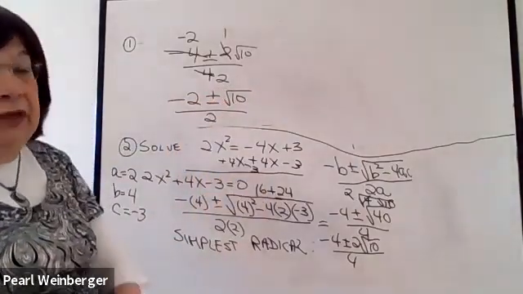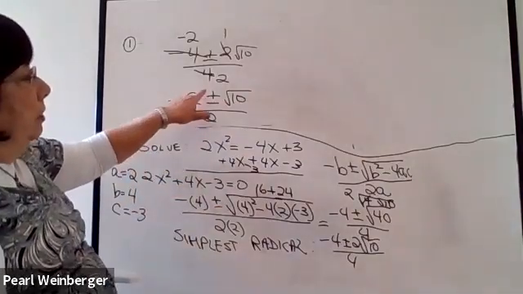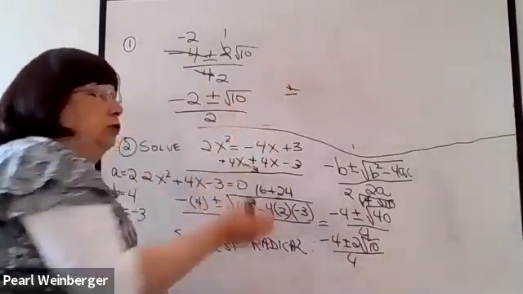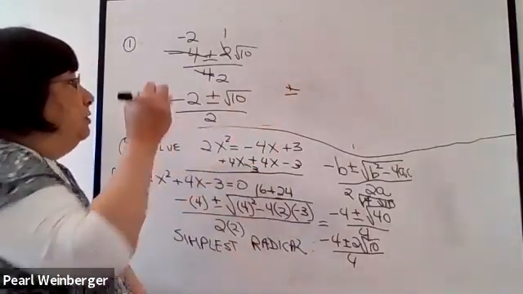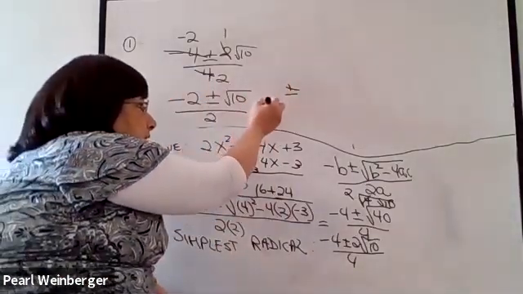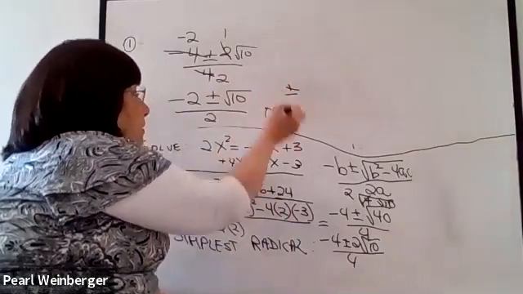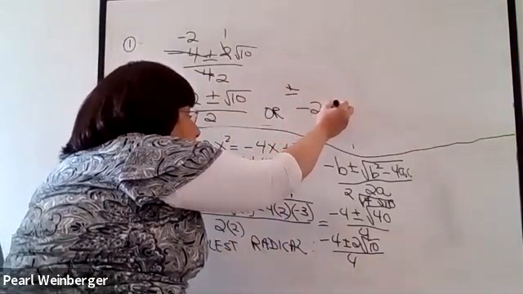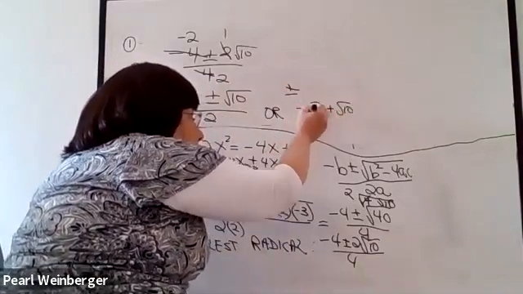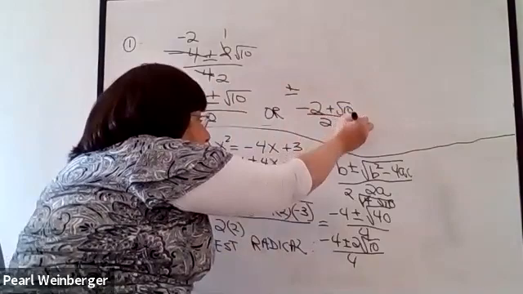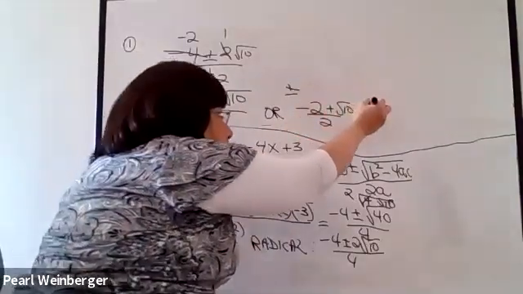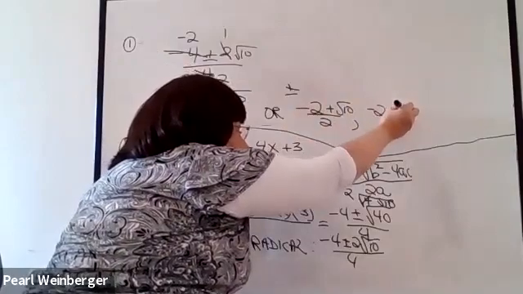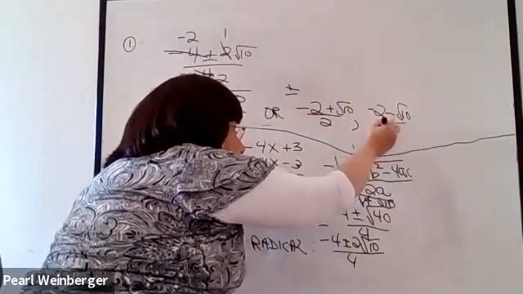This is what's called simplest radical form. Remember, this symbol, plus over minus, is just a shortened way of saying there are 2 answers. One answer being -2 plus radical 10 over 2, and the other answer being -2 minus radical 10 over 2.